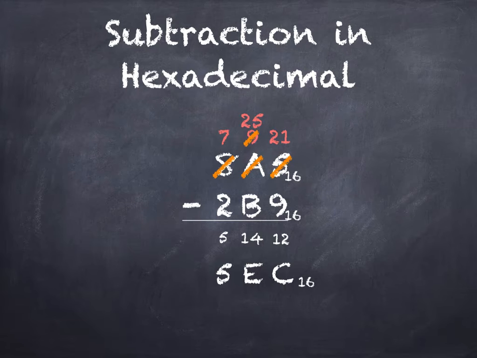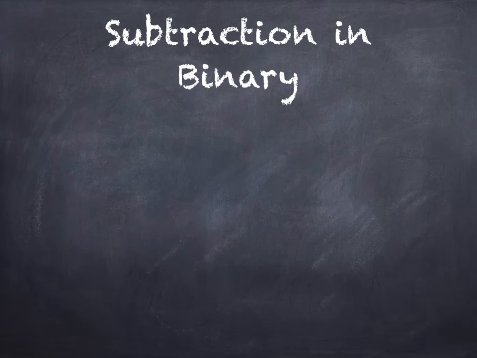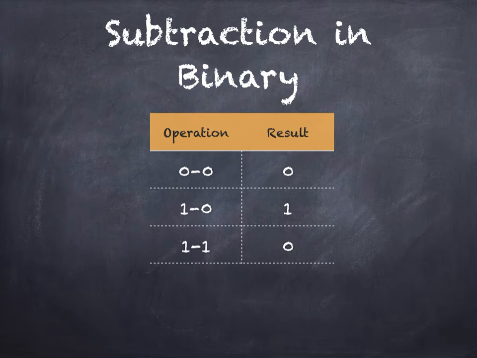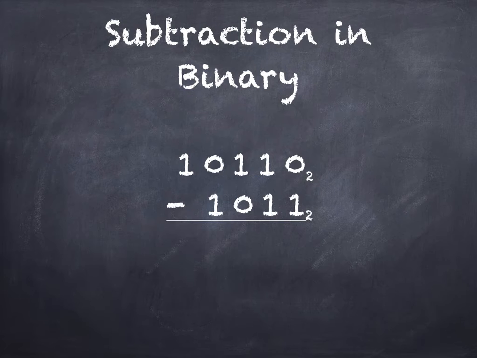Next, let's take a look at binary numbers. Now, before that, I'd like to show you the operations you need to remember in binary numbers. So, you have 0 minus 0. The answer is always going to be a 0. 1 minus 0 is 1. 1 minus 1 is 0. But when you subtract 1 from 0, the answer would be 1 with a borrow of 1. Okay? Now, let's go to the example.